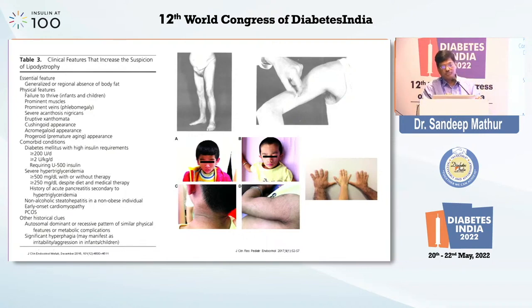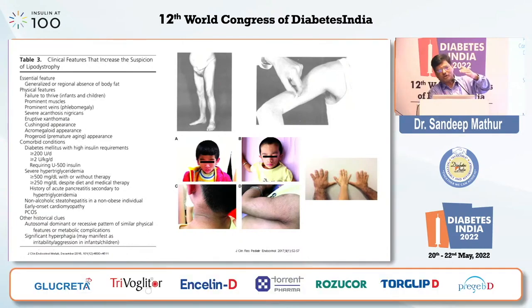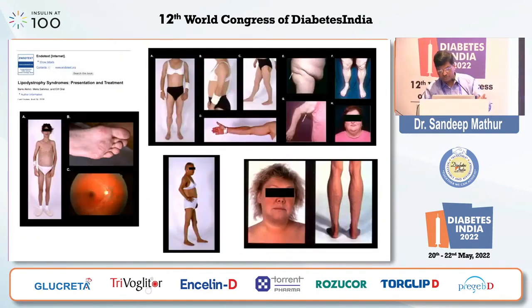So I have shown this picture. If you find very thin limbs and a fold of fat on the abdomen, you can pick it up like a very thin fold of skin, like in Cushingoid. No fat here in the cheeks. Prominent muscular appearance, a diabetic who looks very muscular, consider lipodystrophy. Acromegaloid appearance of the hands. I've seen many patients with diabetes who have acromegaloid appearance in the hand, and their IGF-1 is normal.